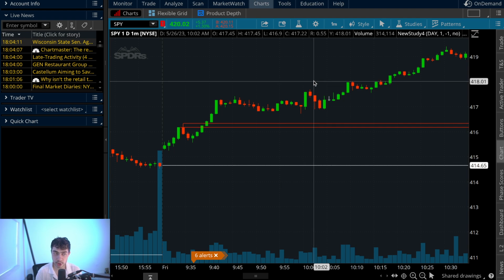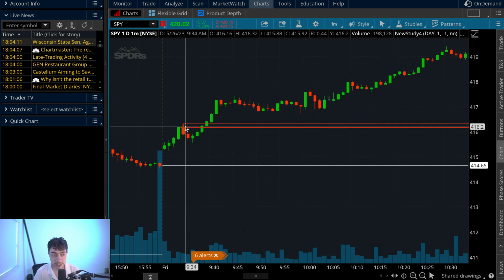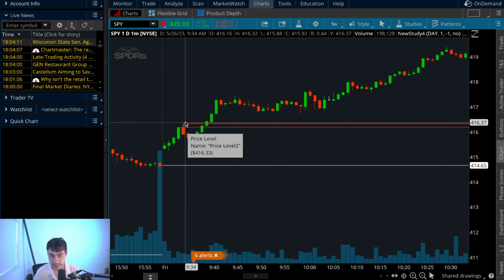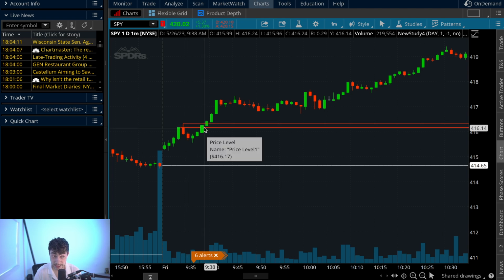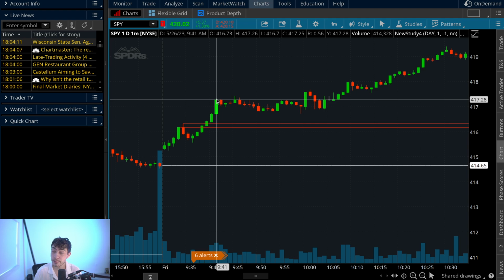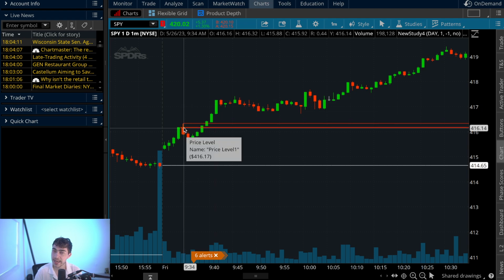I like buying with the trend when I'm seeing overreactions. So what would be an overreaction? This right here, I mentioned this in my video, 416.30. This is previous resistance. See how when it broke above this resistance, it created a nice bear trap and it started breaking out? I would love to buy calls down there, but it never retested.